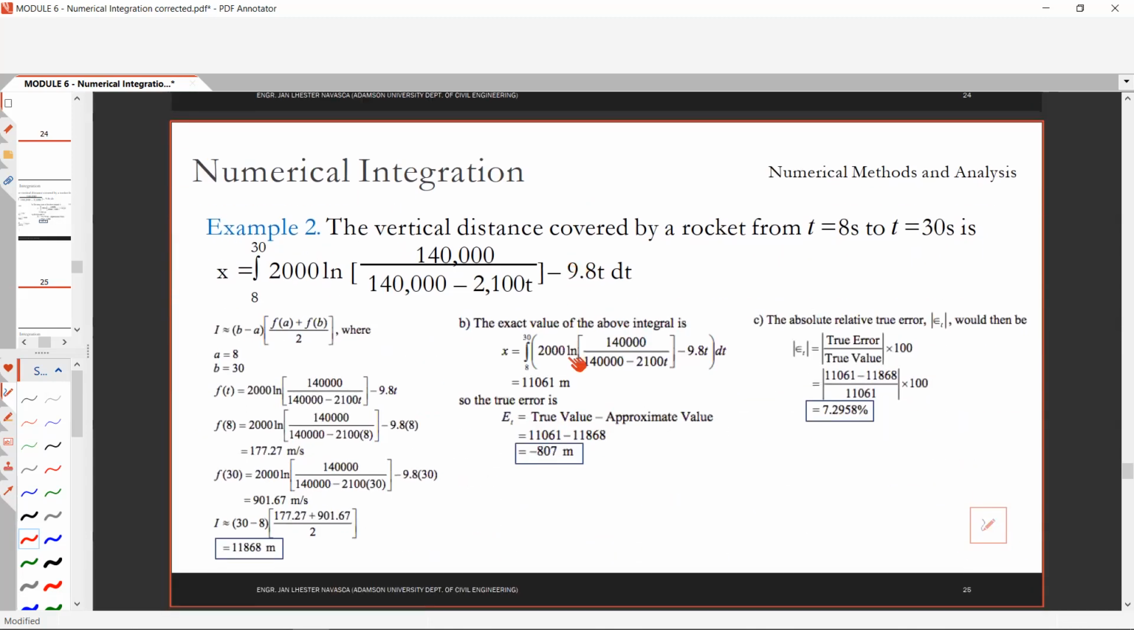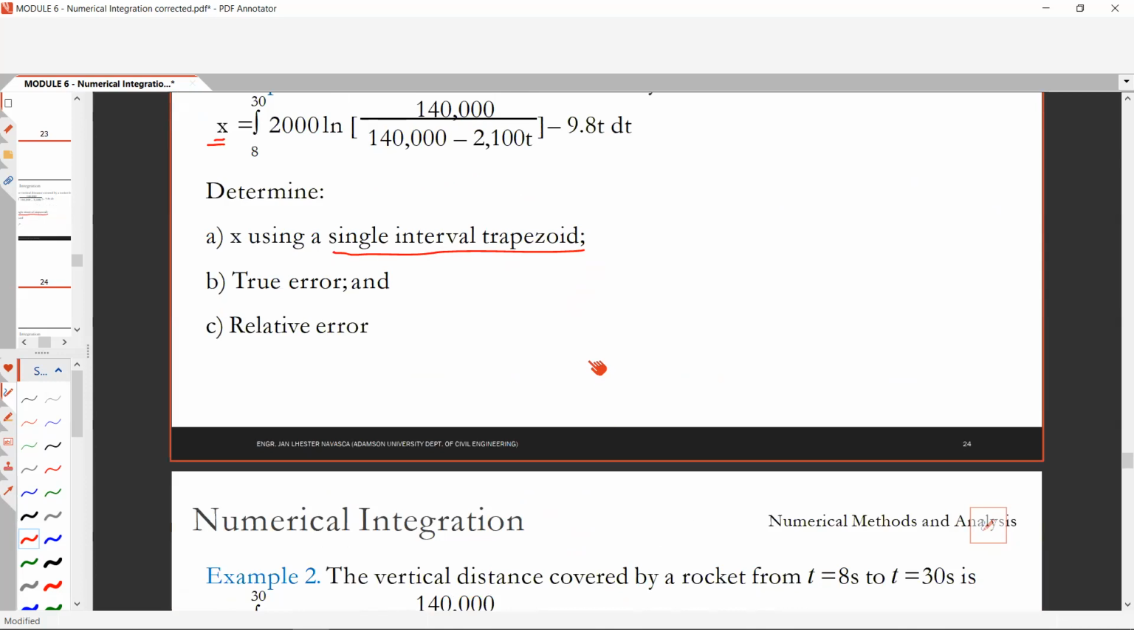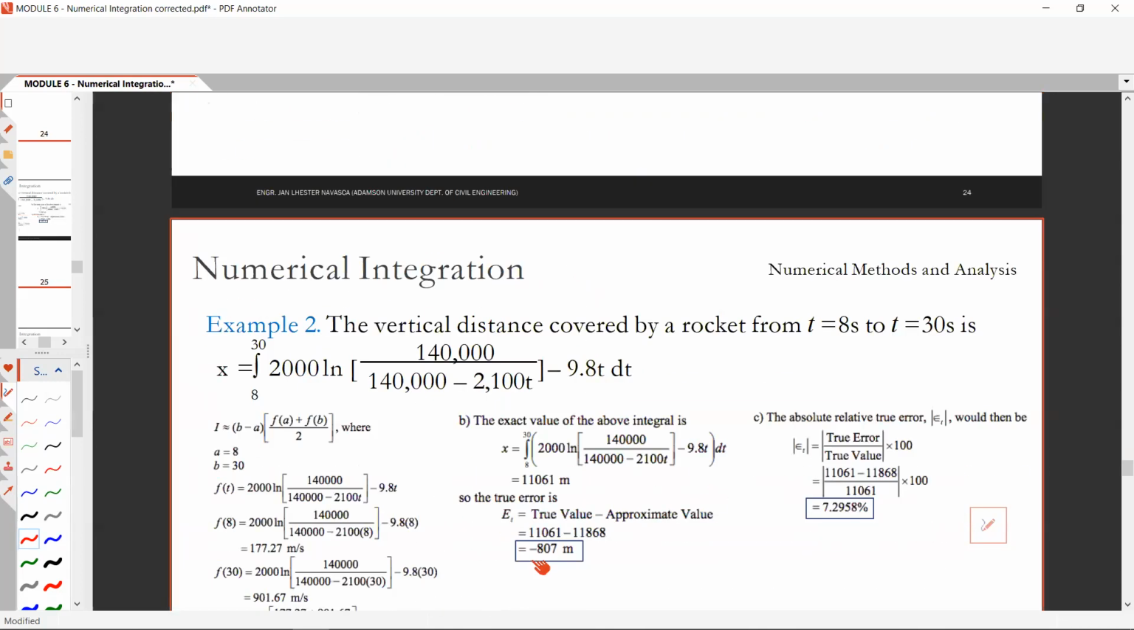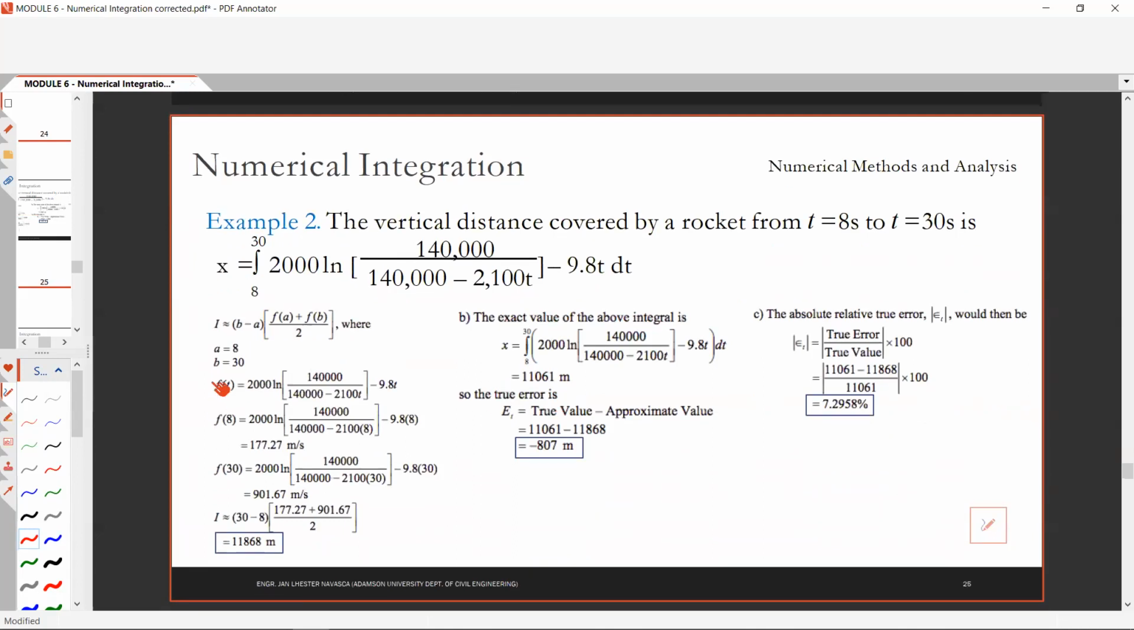So problem 2, since we are dealing lang sa single interval trapezoid, okay, ibig sabihin, one segment lang 'yon, 'di ba? One segment lang ng trapezoid 'yon. So the one segment ng trapezoid is yung dulo-dulo lang. So 8 and 30. Okay, so therefore, (b minus a) over 2 times (f of a plus f of b). Okay. Whereas yung a natin is equals to 8, yung b natin is equals to 30.